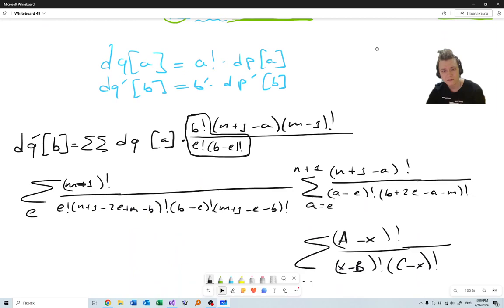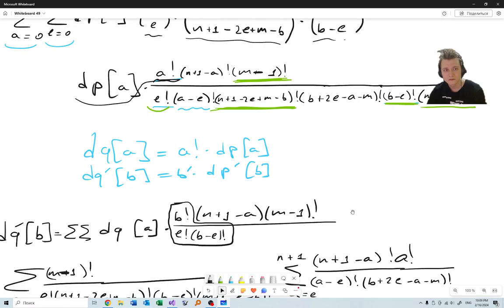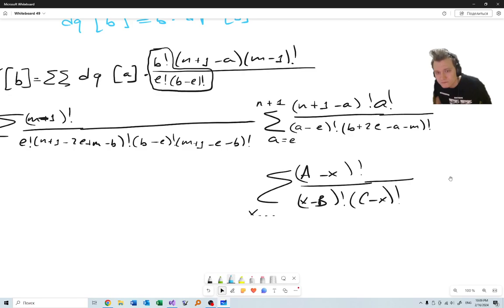This A factorial disappeared for some reason. So this A factorial shouldn't have disappeared. Yeah, A factorial. The reason I did it is that E is in every factorial here, but A is not in every factorial. Okay, so we have a sum like this.